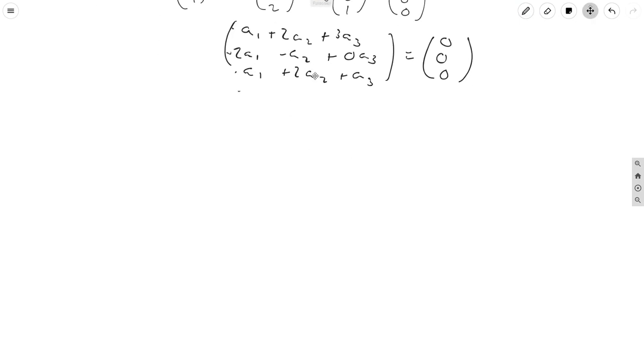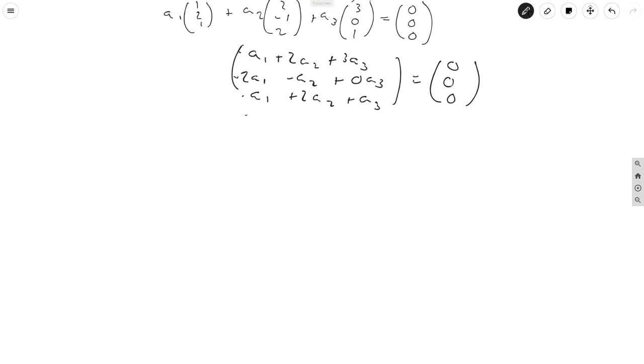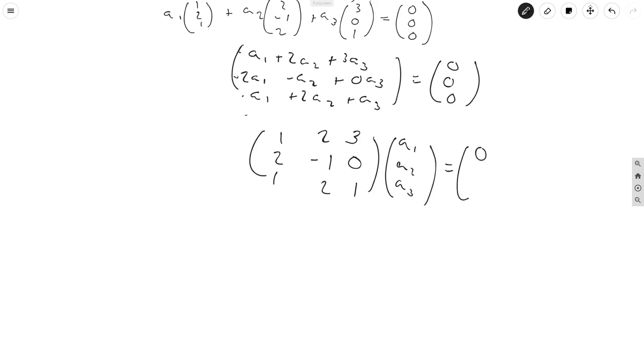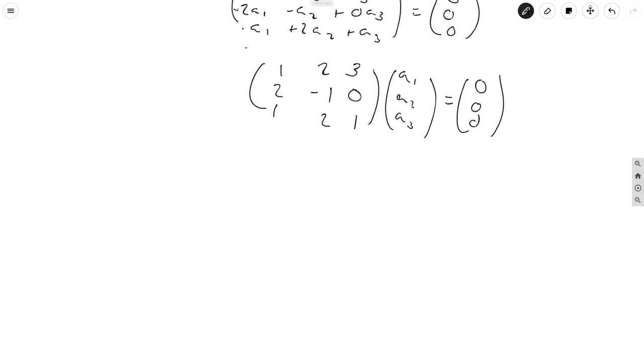Now, from here, we're going to quickly convert into an augmented matrix equation and solve it. Actually, let's make this clearer for a second. The matrix with rows (1, 2, 3), (2, -1, 0), (1, 2, 1), applied to (a1, a2, a3), is equal to 0. This is the matrix form of our equation. I just wanted to make clear that this is indeed a matrix equation.